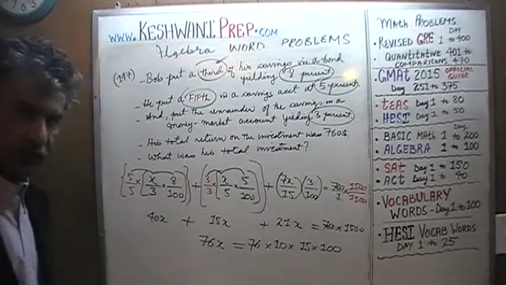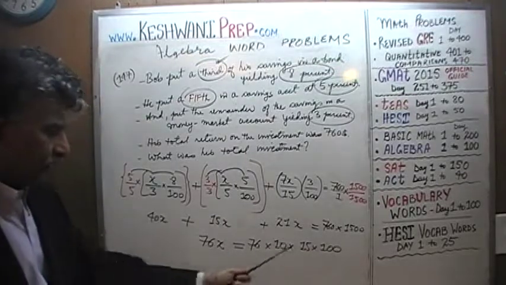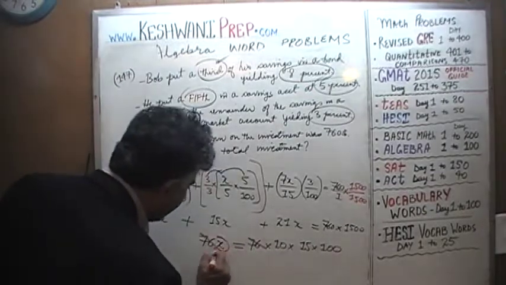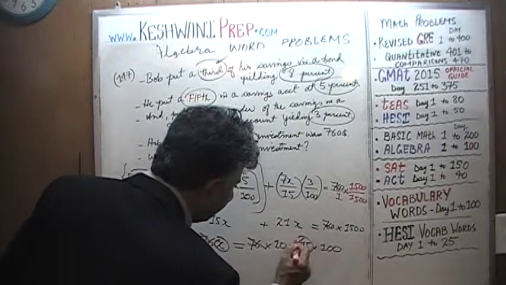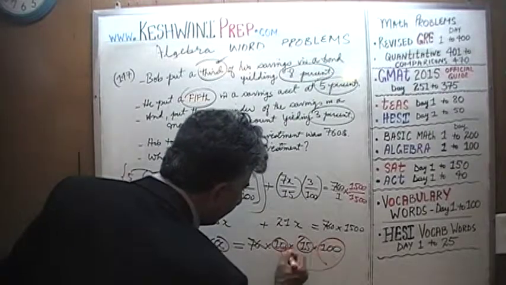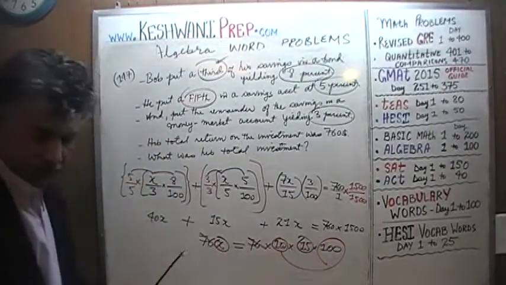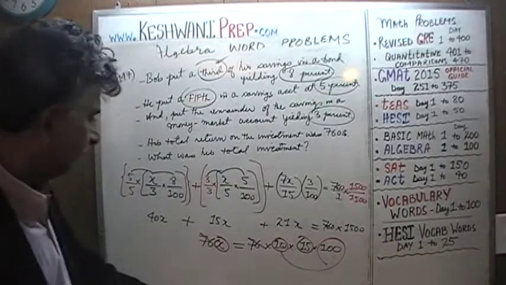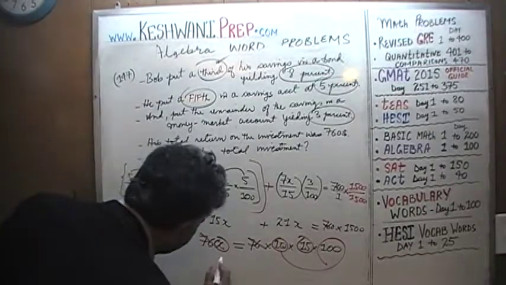Let's divide the entire equation by 76. That is, divide both sides of the equation by 76. The 76 is going to disappear, and our x is simply 15 times 10 times 100. 10 times 100 is 1000. So it turns out that x is 15,000.